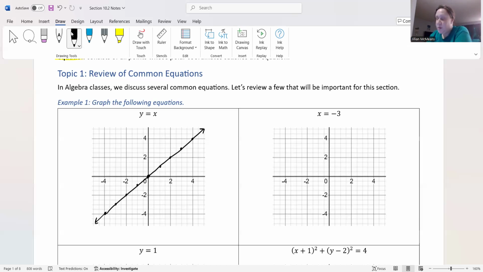Now, for the next one, we have just x equals -3, okay? At some point in your algebra career, we would have discussed horizontal and vertical lines. What most students remember is that one of the variables is missing, but they have a hard time remembering which is which. So this is the best way I've gotten my students to remember.